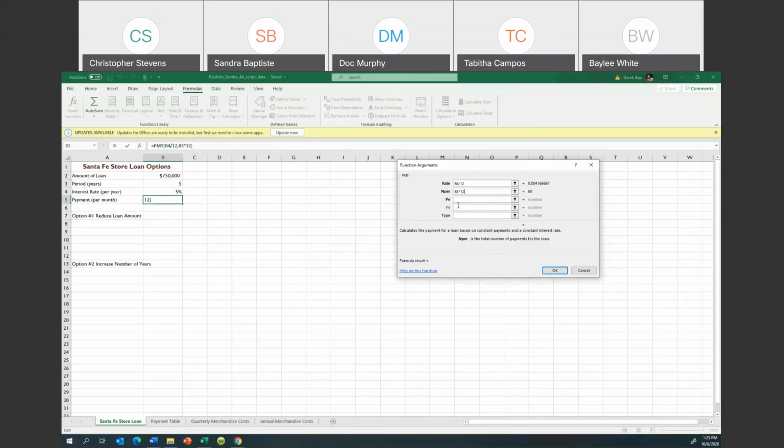Now let's go to PV. So it says PV is the present value, the total amount that a series of future payments is worth now. So yes, we're gonna take the amount. Oh, that's correct. All right, and so you can click OK. You can, if you want to, go into FV. We won't put anything in that, but so you all can see what that is. Future value is the balance that you want to attain after the last payment. So what's the maximum amount that you want to pay on it?